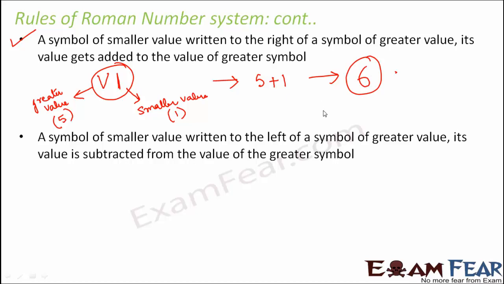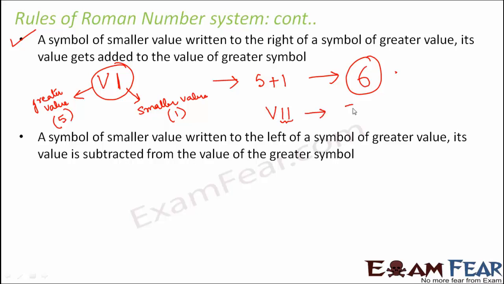Now similarly, let us try it for other examples. Now let's say if I write this symbol, if I write 1, if I write another 1. So what am I doing? Basically a symbol of smaller value. This is 2, right? So 2 is written after 5. So this will get added up.